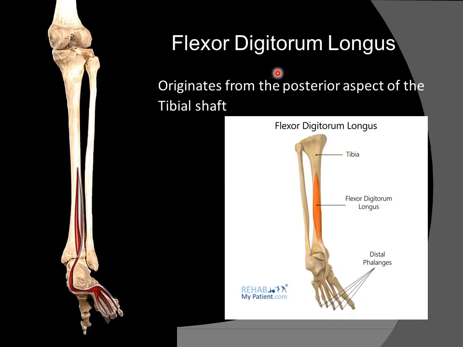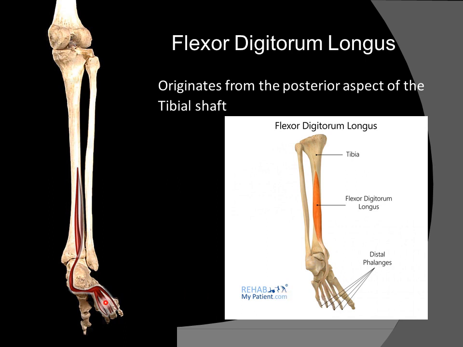Let us discuss the flexor digitorum longus, one of the deep muscles of the posterior compartment of the leg. The origin of the flexor digitorum longus: it arises from the posterior aspect of the tibial shaft, or you can say from the medial part of the posterior surface of the tibia below the soleal line, and also from the fascia covering the tibialis posterior muscle. Its tendon crosses superficially to the tendon of tibialis posterior in the lower part of the leg and the tendon of flexor hallucis longus in the sole.